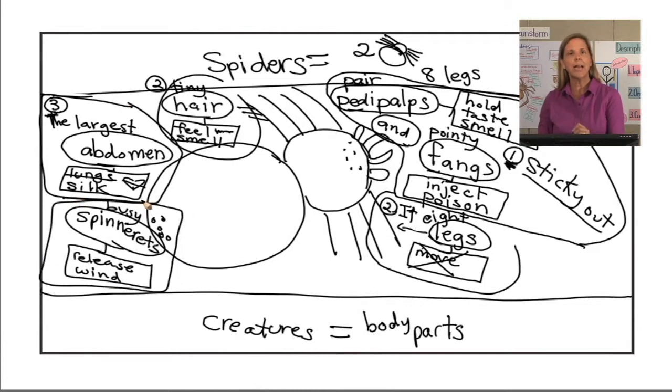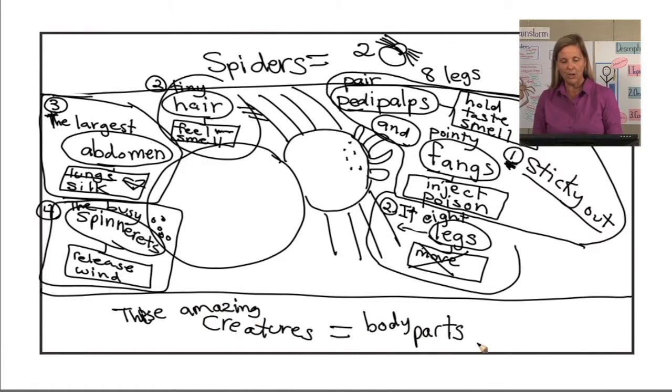So did you notice I didn't jump around the spider? I chose a direction. We went from the top to the bottom. Let's put number 4 here. The busy spinnerets help release and wind the silk. Excellent. We'll just put the word the there. Let's go to the bottom. These amazing creatures have interesting body parts.